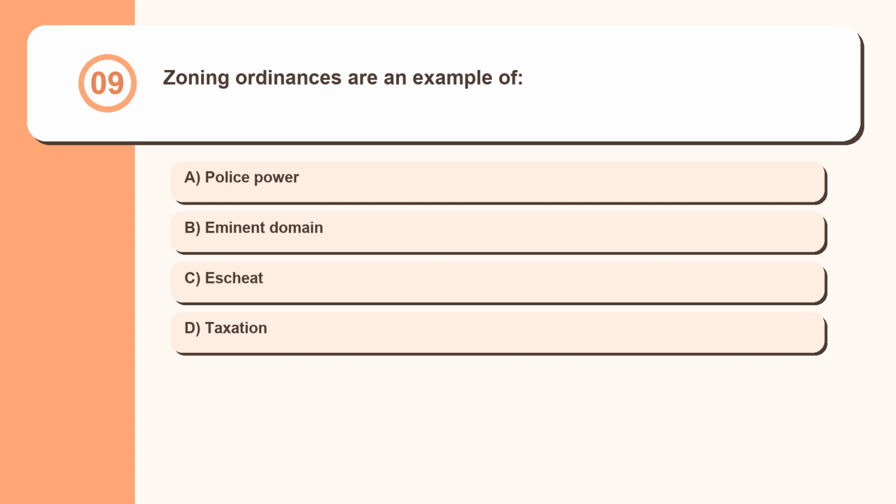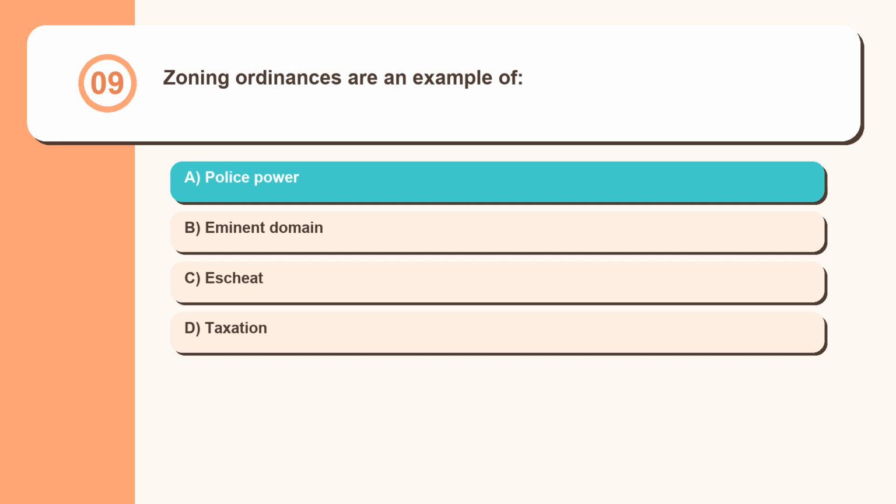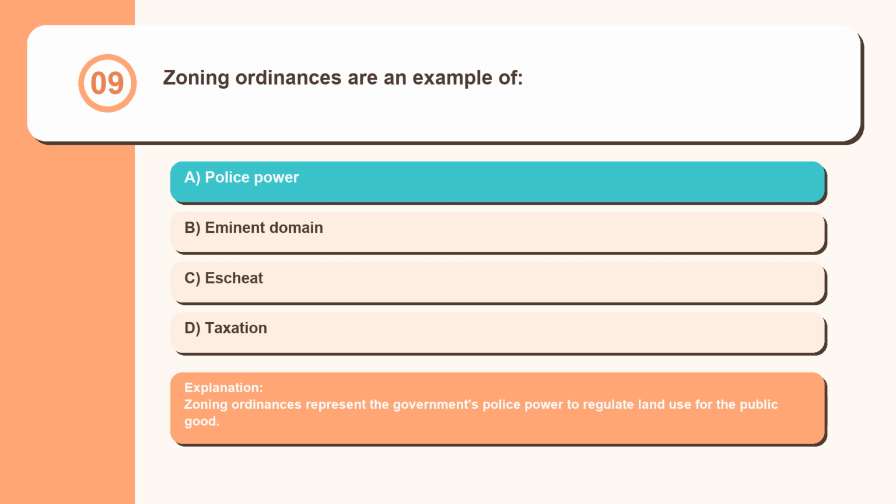Question 9. Zoning ordinances are an example of police power, eminent domain, escheat, taxation. Zoning ordinances represent the government's police power to regulate land use for the public good.